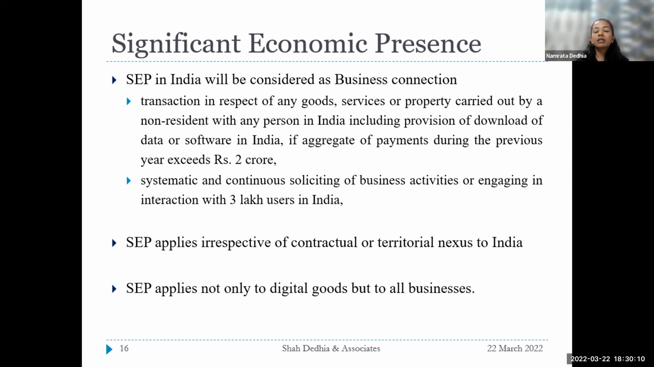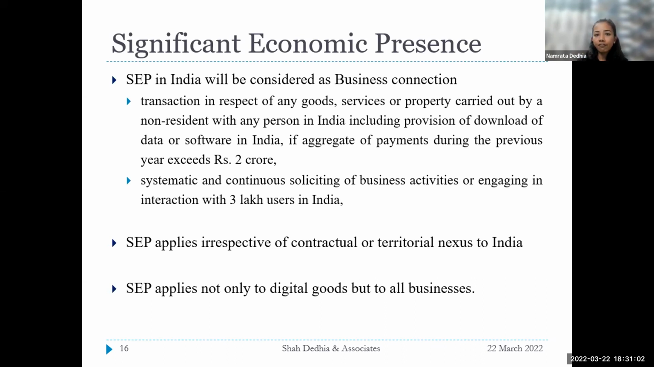And that is where the seed for this concept of significant economic presence and also equalization levy has come into the picture. This is a part of the BEPS initiative of the OECD, where base erosion and profit shifting aspects are being looked into, and the digital economy or digital transactions is one very important aspect of the BEPS initiative. The suggestions under Action Plan 1, which deals with the digital economy, include equalization levy and this concept of significant economic presence, which India has already implemented in its own way.